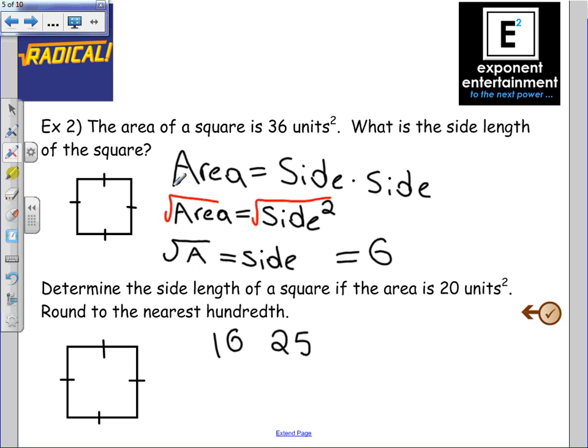Carter. 4.4, because it's a little bit closer to 4, but just barely, right?